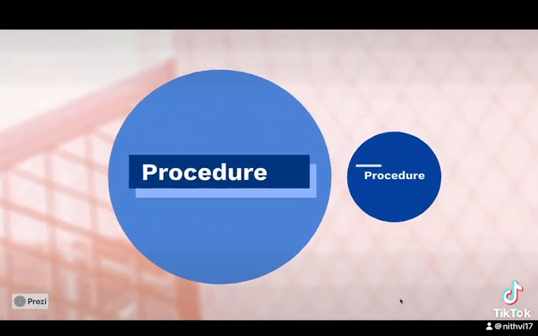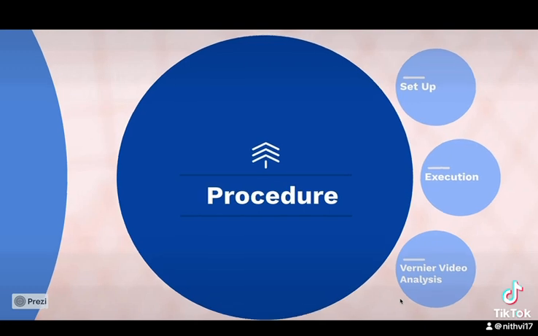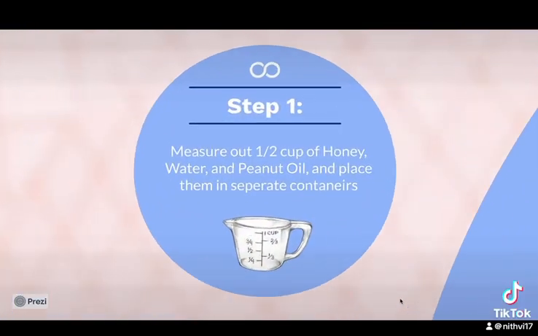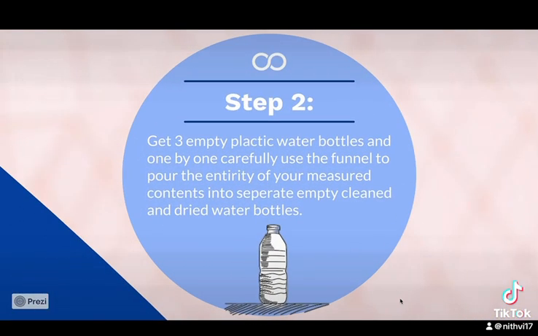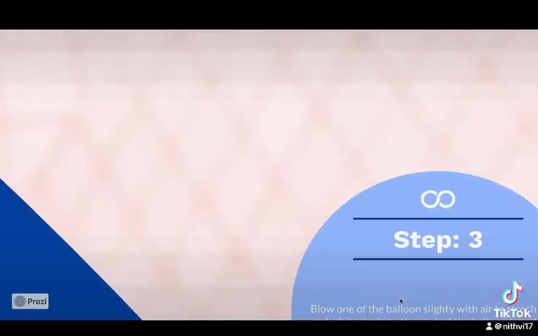We then had to set up to conduct this experiment. To set up, we had to measure out 1/2 cup of honey, water, and peanut oil and place them in separate containers. We then got 3 empty plastic water bottles and one by one carefully used the funnel to pour the entirety of our measured contents into a separate cleaned water bottle.